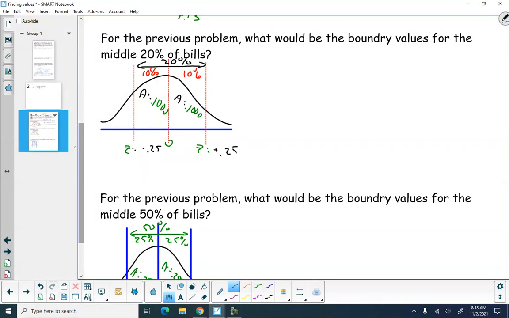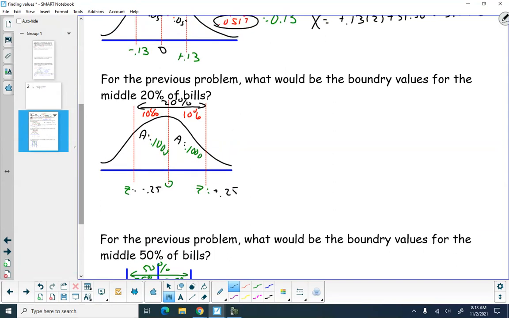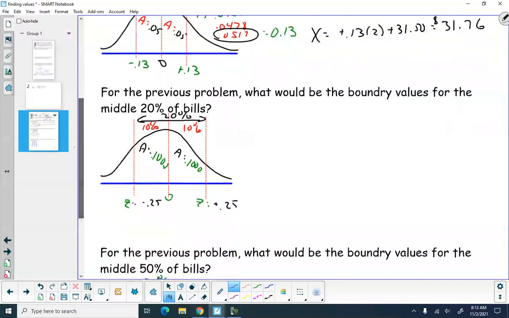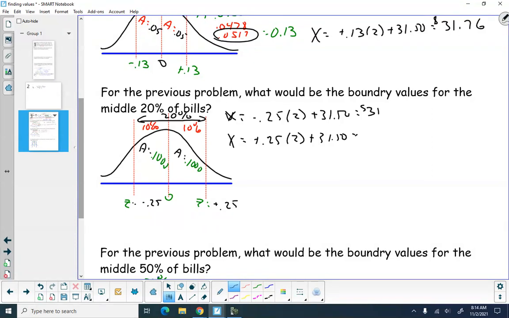So we have our Z value times our standard deviation, negative 0.25 times 2, plus the 31.50. And a positive 0.25 times 2 plus the 31.50. So our two values that we come down to are what, Emma? Okay, so we're between $31 and $32.